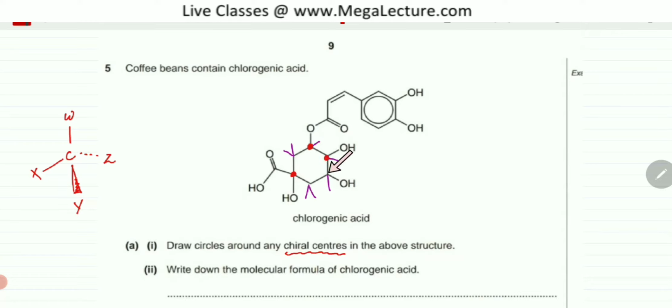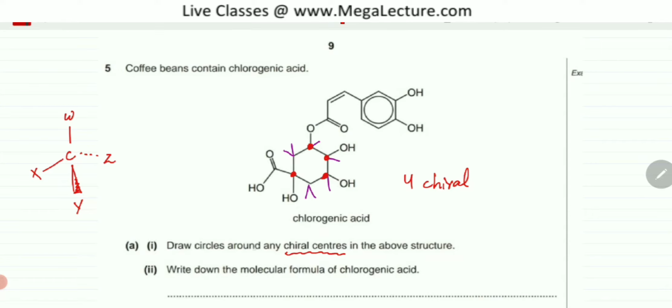Four different. This side chain is different. This side chain is different. And this one also appears to be chiral, whereas this one is not chiral. It's bonded to two hydrogens. All the other carbon atoms are forming double bonds. So let's do a quick check. All of them are forming double bonds. So there are going to be four chiral centers in this molecule.